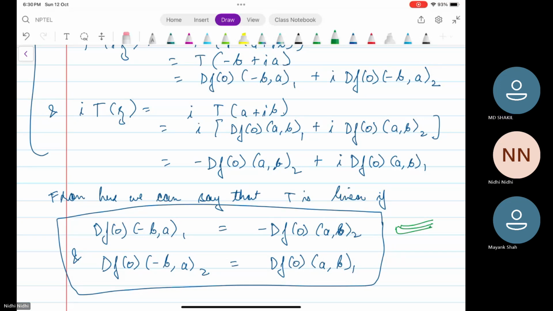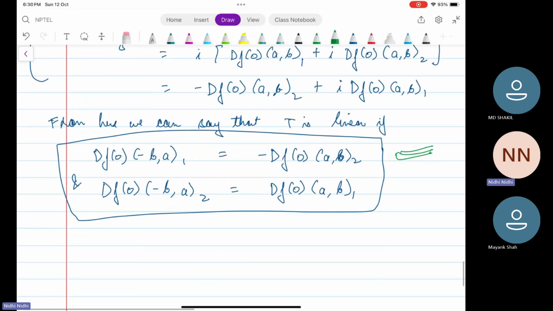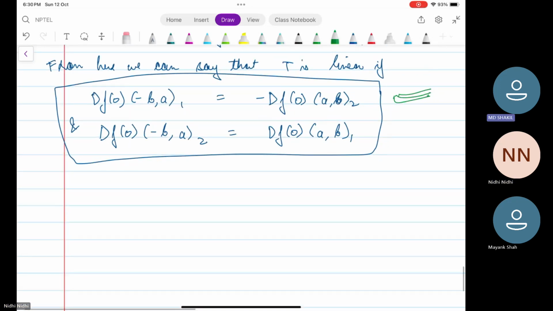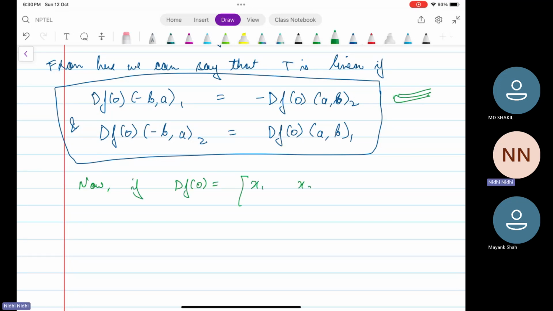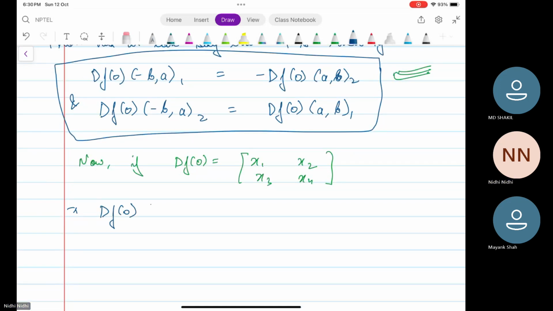Now suppose our df0. Now df0 is a linear map from R2 to R2. So we can denote it with a matrix of order 2 cross 2. Now, suppose this df0 is equal to x1, x2, x3, x4, where all xi's are real numbers. In that case, what will be df0 at minus b comma a?